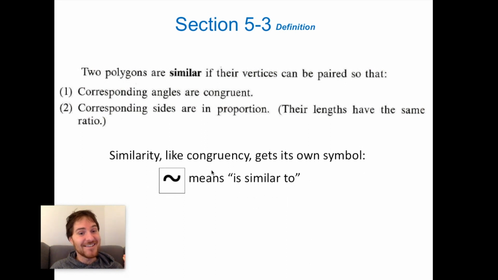This symbol here means similar. Similarity, like congruency, gets its own symbol. So little squiggly mark, right? Which might look familiar, and I'll talk about this a little bit later on in the lesson here. So this little squiggle, right?